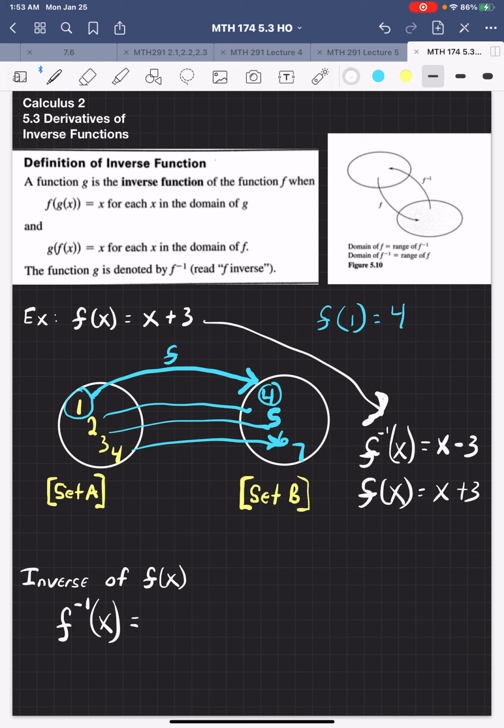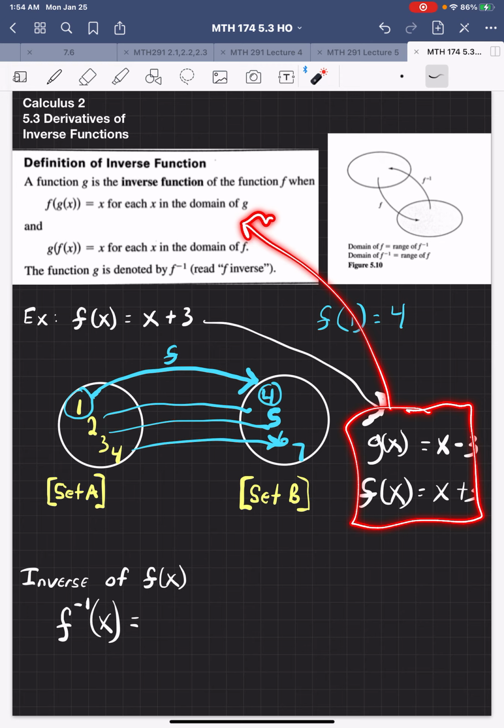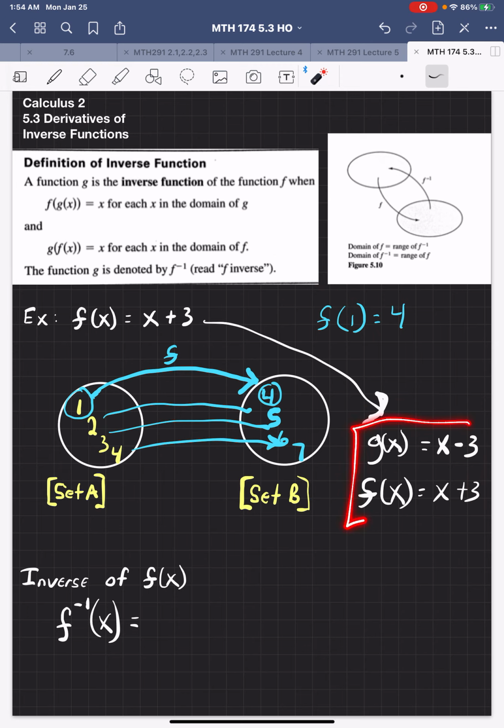And if you don't mind, although this is the notation for inverse, I'm just going to go ahead and call it g for right now. That way it mirrors, right? f and g mirrors what our definition is saying up here. So let's just assume for a second that I gave you these two functions, and I said, hey, are these inverse functions?